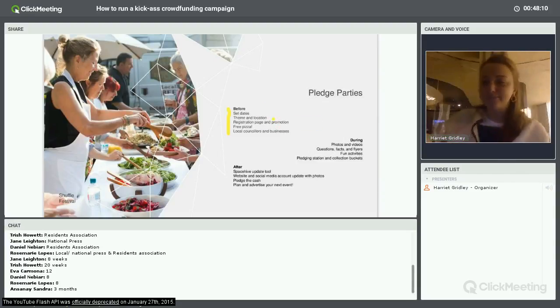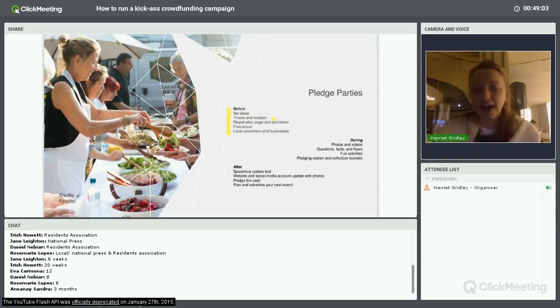It's good to have a theme. The theme doesn't have to be related to your project. One of our projects was to create a mural, a piece of art, and they had a pillow fight, which has nothing to do with the mural, but it brought along a new kind of audience, people that weren't interested in the mural per se, but they were interested in the pillow fight.